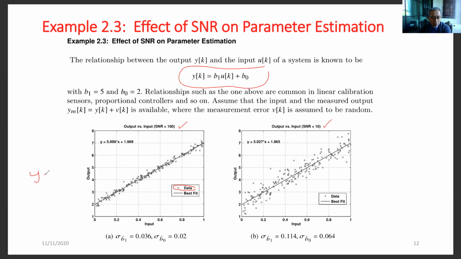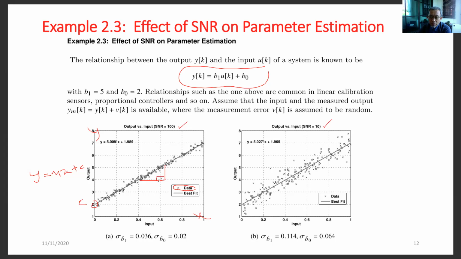If you still remember, this is the equation Y is equal to mx plus c, where this is Y, this is x, and c is the intercept, and m is the slope of the curve fitting. So when the SNR is 100, we observe that the best fit line, the estimated or approximated straight line, fits very well to the data given by the legend of X.